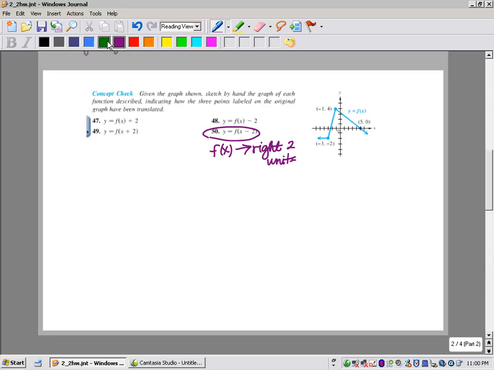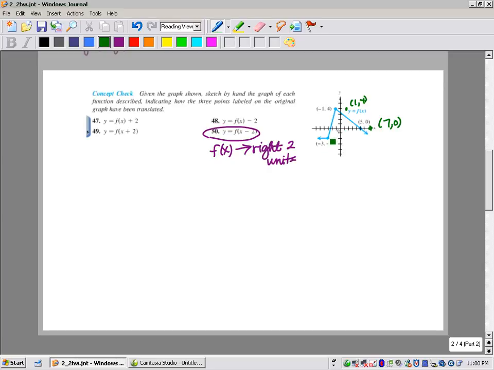How would you do that? You have to move every point here right 2 units. So 5, 0 would become 7, 0. Right 2 units only affects the x, not the y. Negative 1, 4, if I move it right 2 units, would become 1, 4.